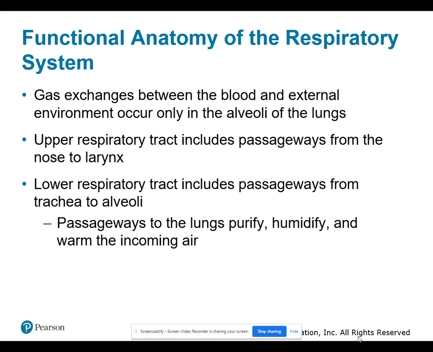And these passageways, both of them, help purify, humidify, and warm the air that's coming into your body. Because you don't want the air to be super cold and throw your body into shock. You also don't want the air that you're breathing in to have a bunch of dust and pollen and things that could be unhealthy for you.